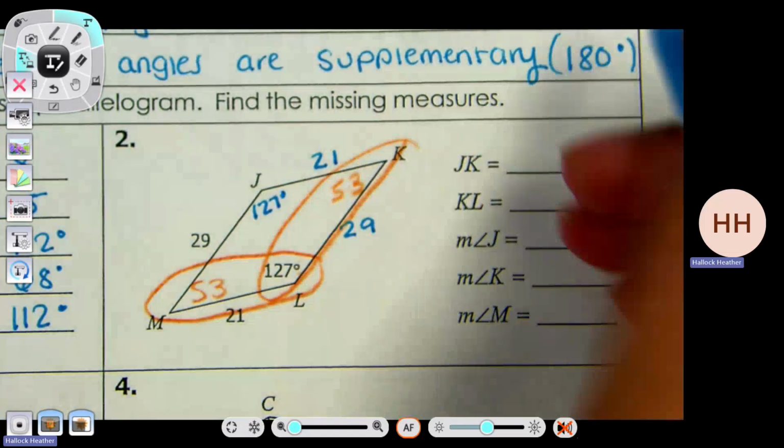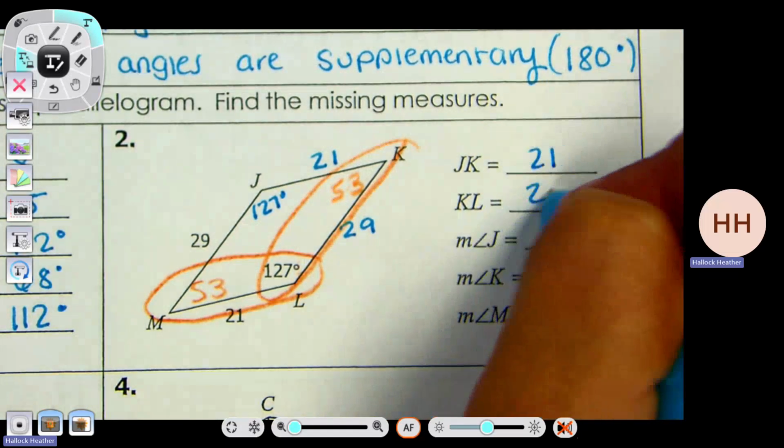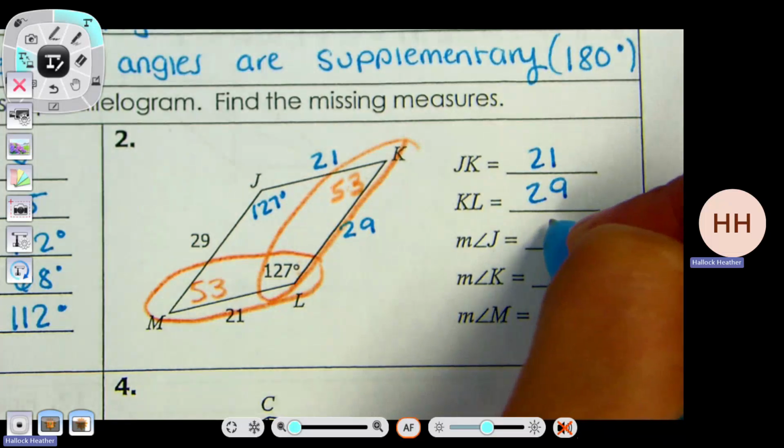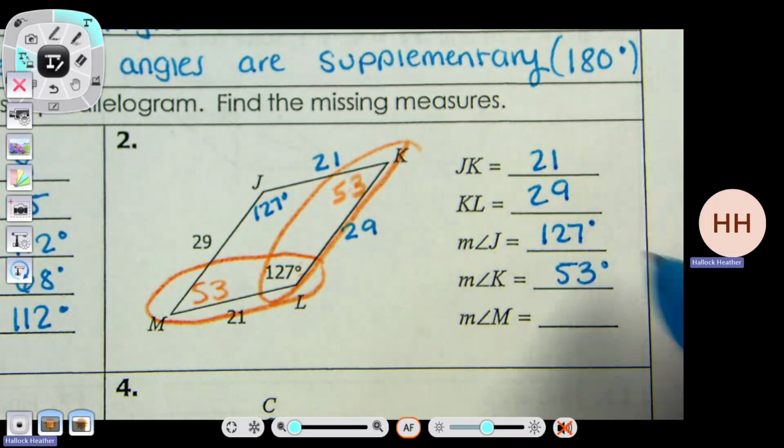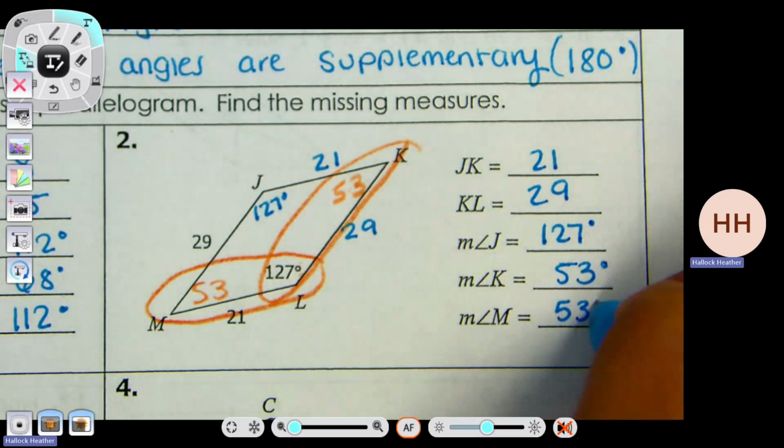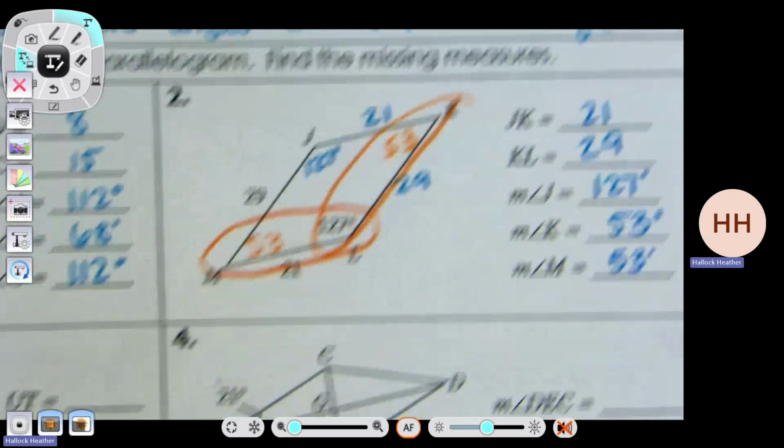So JK is 21. This one's 29. J is 127. K is 53. We feel good, right? Yeah. Easy peasy. 3 is also easy. And then we'll move to number 4.